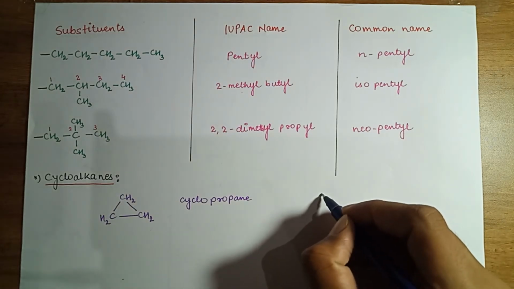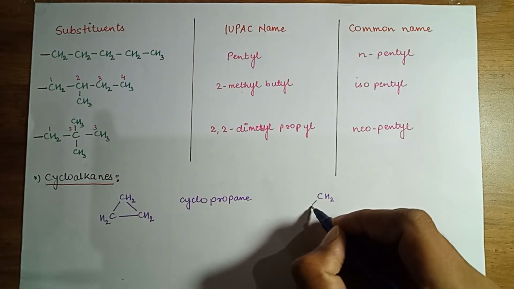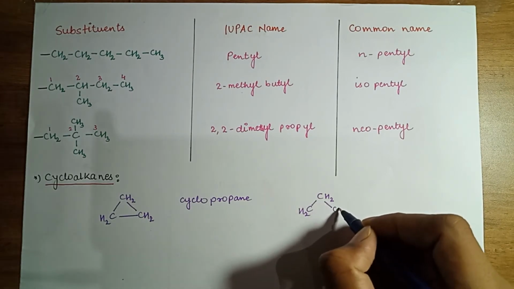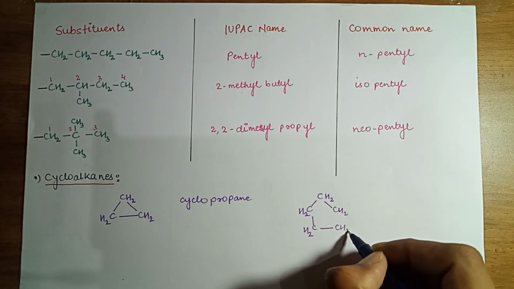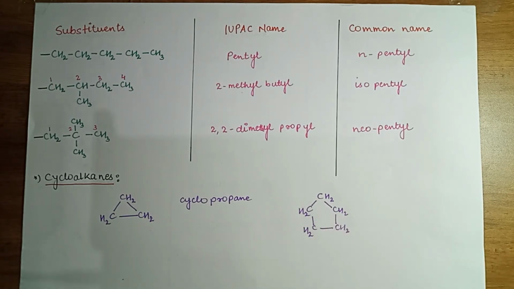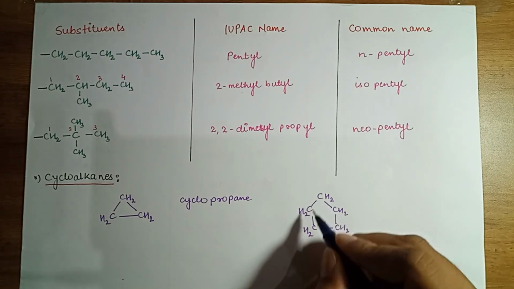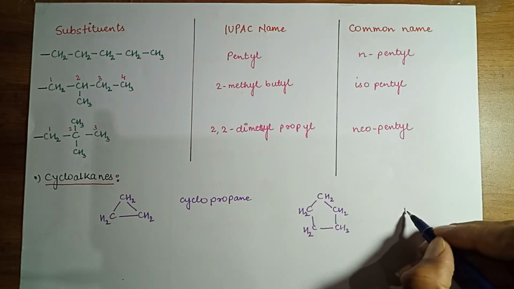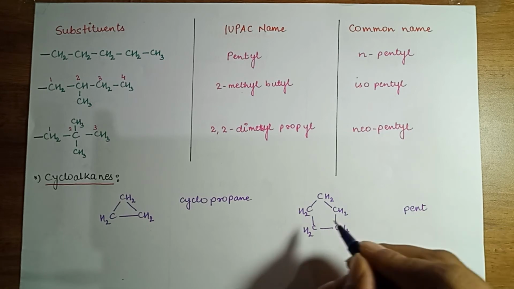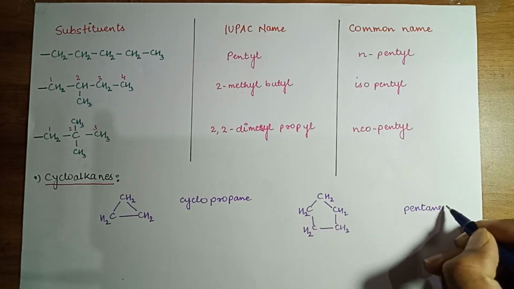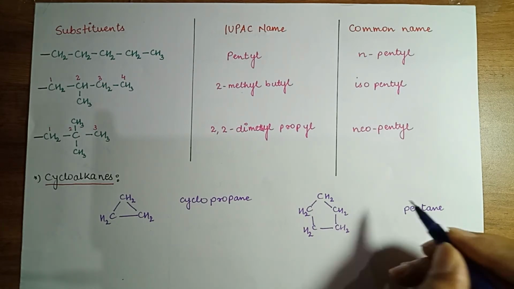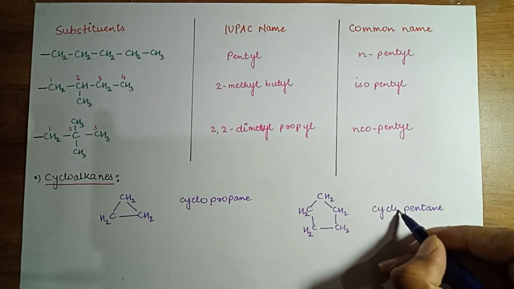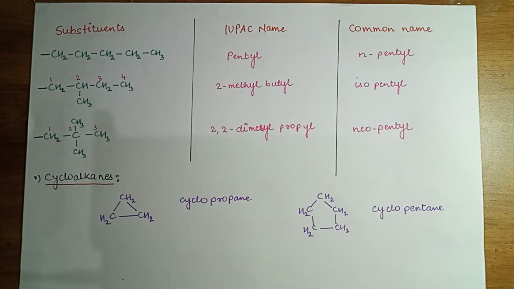Next we can take the example of CH2, CH2, CH2, CH2, CH2. So it is a 5-carbon cyclic ring. So root name 1, 2, 3, 4, 5, so it will be pent, single bond compound, so an-e, and it is again cyclic. So the prefix will be cyclopentane. One more we will discuss.